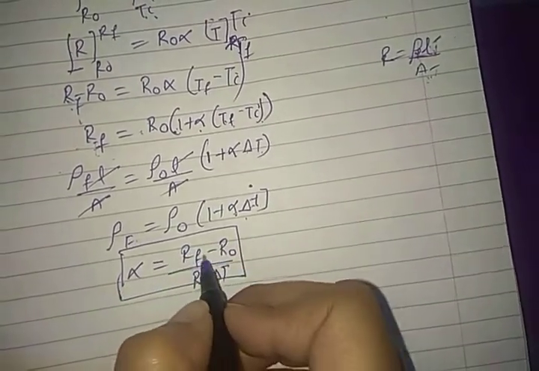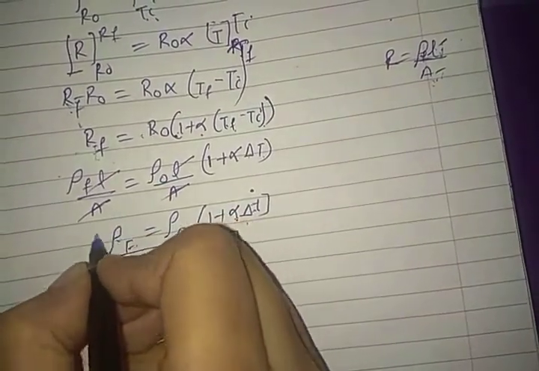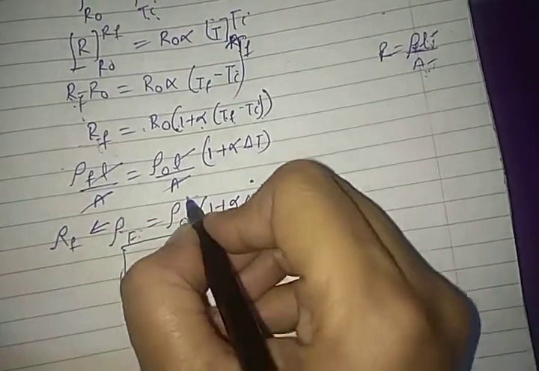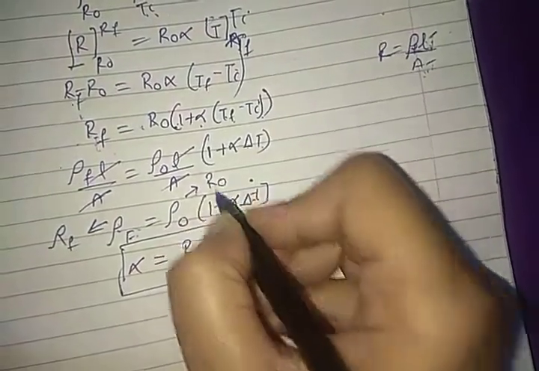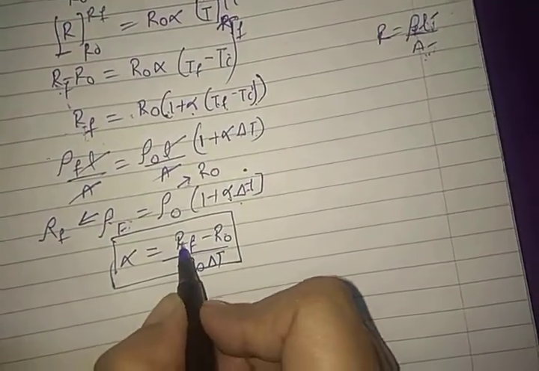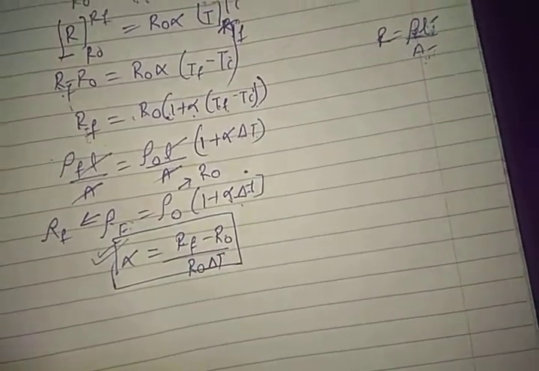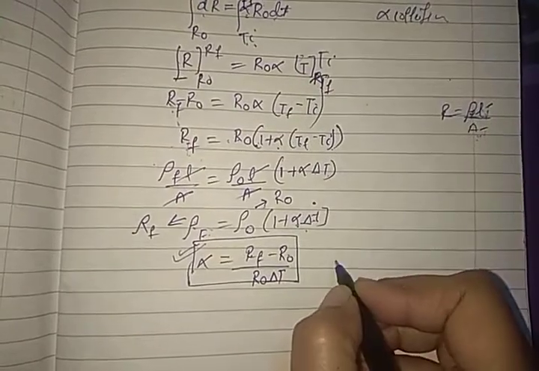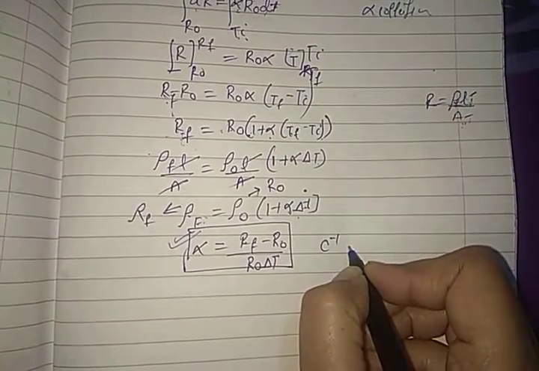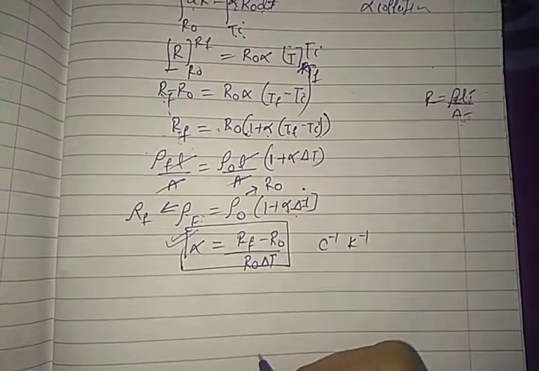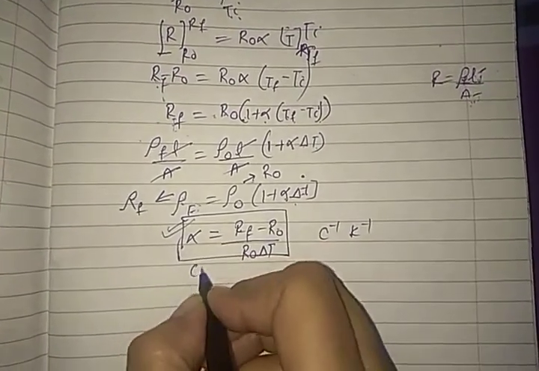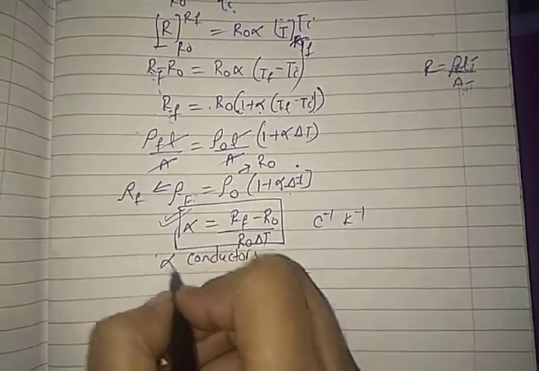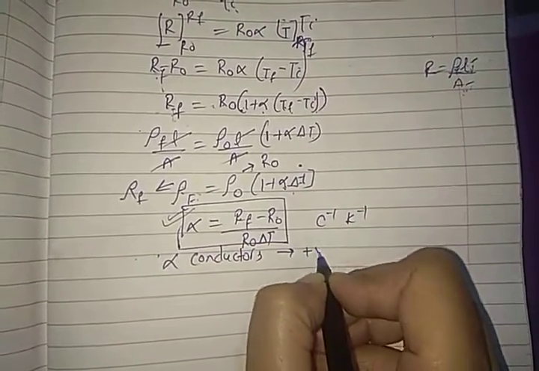From where did it come? This rho F I have changed to RF, and rho naught I have changed to R naught. Got it? You can write rho also, but in the standard form we write capital R. Its unit can be written as Kelvin inverse. Got it? Now alpha for conductors is positive.